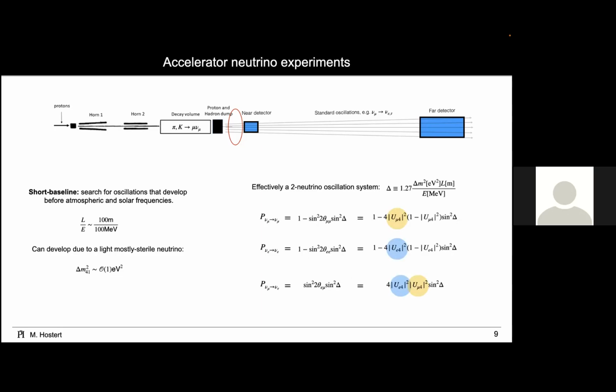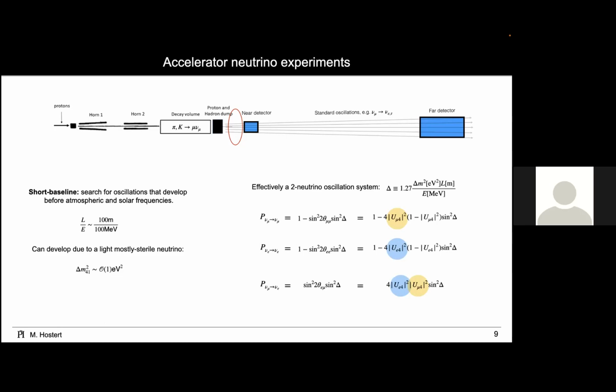Because it's a much larger delta M squared, the oscillation develops much faster than any of the other ones. So while you expect standard oscillations to take place between the near and the far side, at the near side, which is the closest to the target, you only expect these short baseline ones. All the other ones haven't developed yet. As a consequence, that makes your life easier because this is effectively a 2 neutrino problem.